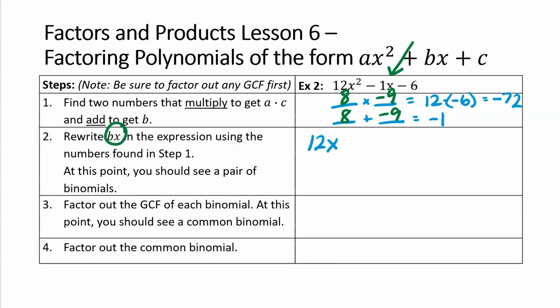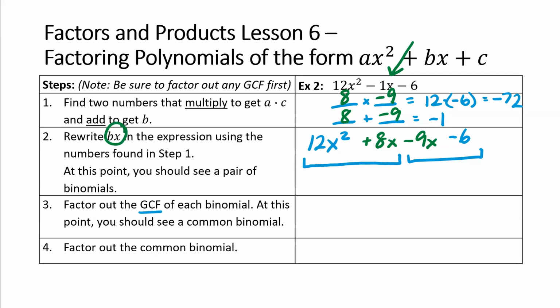So we'll take our 12x squared. The middle term is what we rewrite with those two numbers. The middle term, we'll rewrite it with a positive 8x and a negative 9x. And then you had the negative 6 as well. At this point, split into two binomials. And then for each binomial, factor out the greatest common factor.